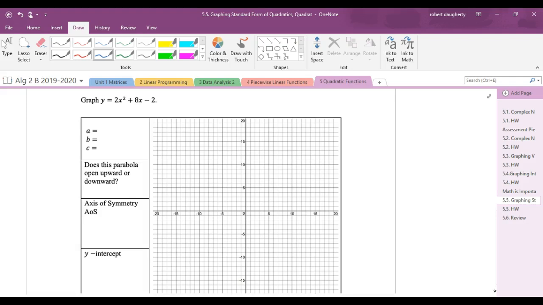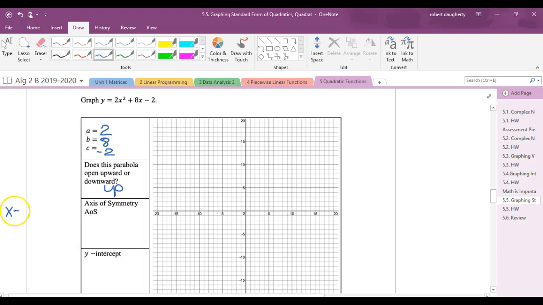y is equal to 2x squared plus 8x minus 2. What is a? a is 2. b is 8. c is negative 2. How does this parabola open? Parabola opens upward. How do I find the equation of the axis of symmetry?